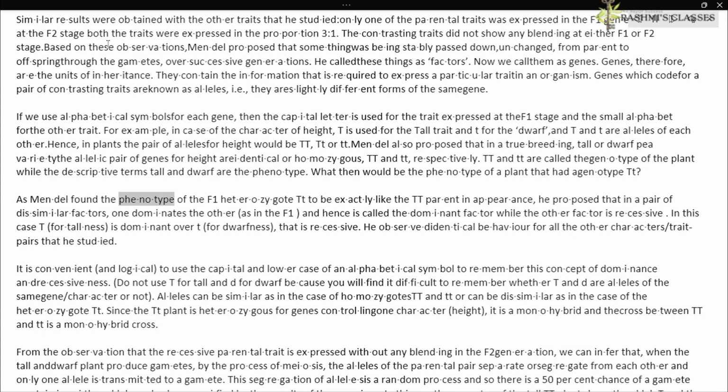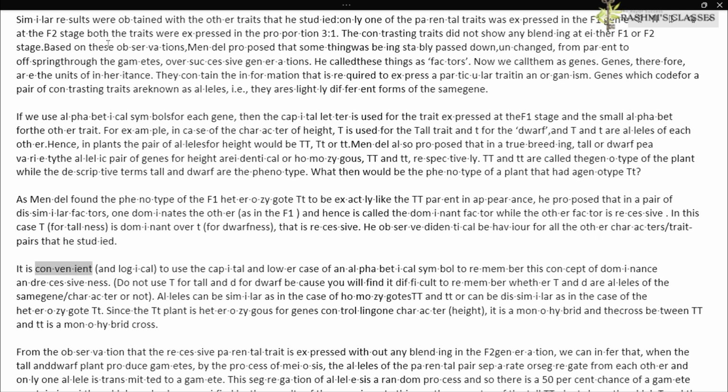As Mendel found the phenotype of the F1 heterozygote Tt to be exactly like the TT parent in appearance, he proposed that in a pair of dissimilar factors, one dominates the other, as in the F1, and hence is called the dominant factor while the other factor is recessive. In this case T, for tallness, is dominant over t, for dwarfness, that is recessive. He observed identical behavior for all the other characters/trait pairs that he studied.